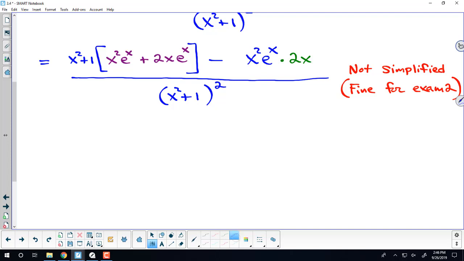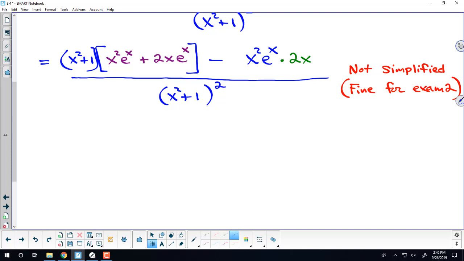Sorry, not to mislead you, but this is x squared plus 1 times that derivative. So that x squared plus 1 would actually be distributed to both x squared e to the x and 2x e to the x.